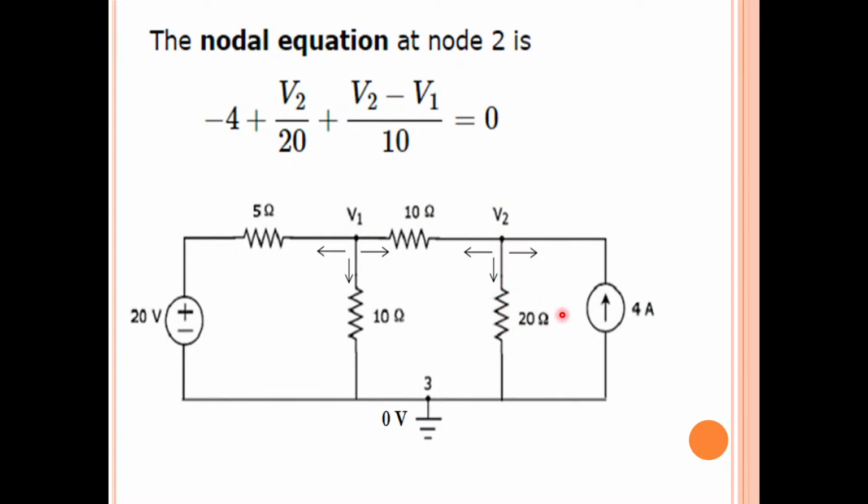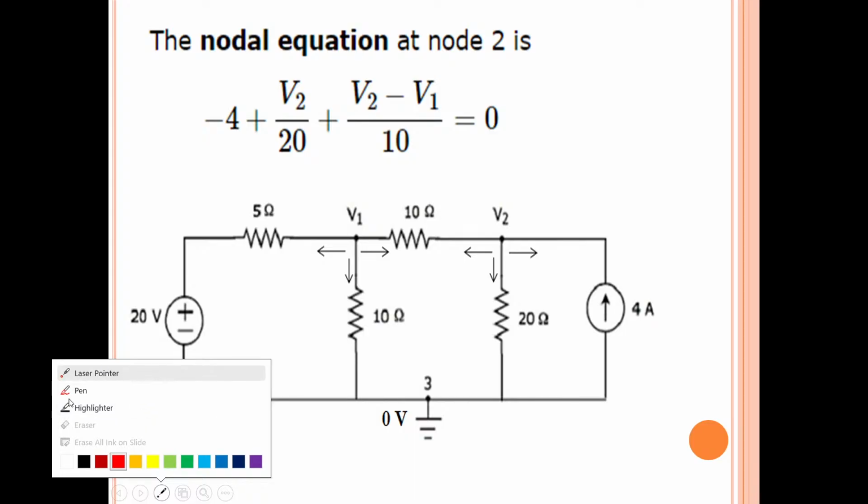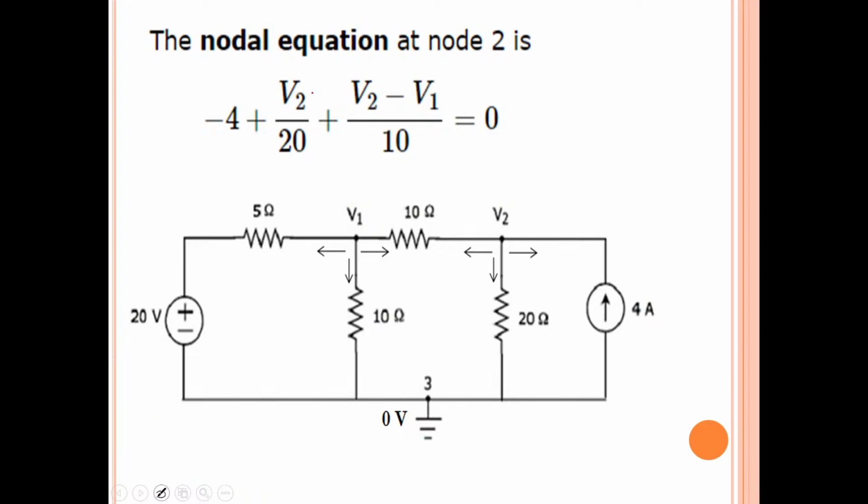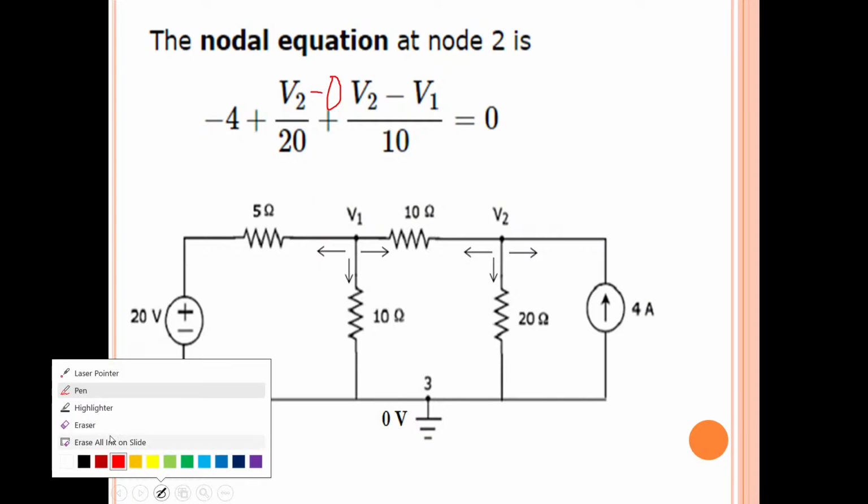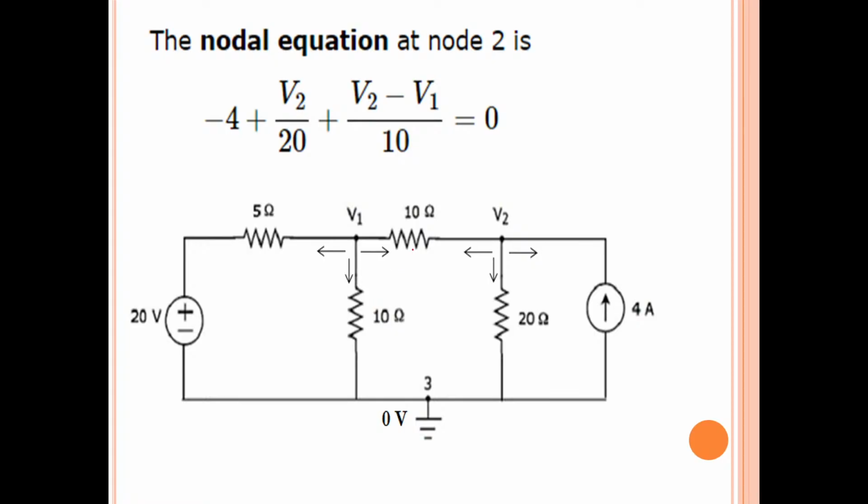Next, another branch. This 20 ohms branch. So what is the current flowing through the 20 ohms branch? V2 minus what? V2 minus 0 volts. I'll write that there. V2 minus 0 divided by 20, plus one more branch is left over.